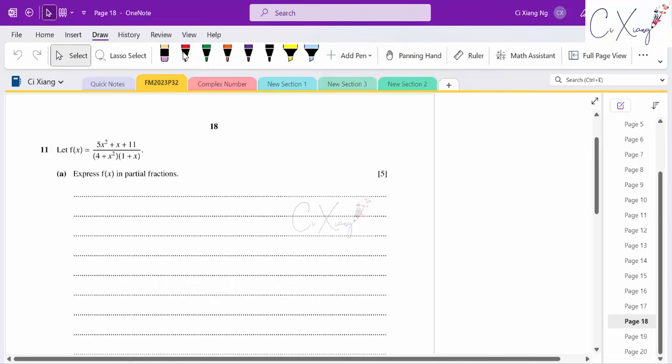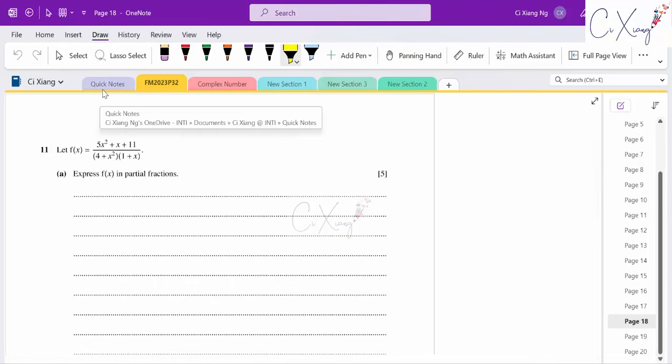Okay, so now we are at the very last question for this paper. You are having this rational function as shown here, and they want us to express this function in partial fractions. So let's have a look here.